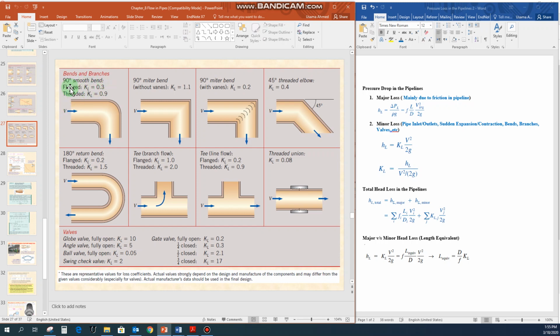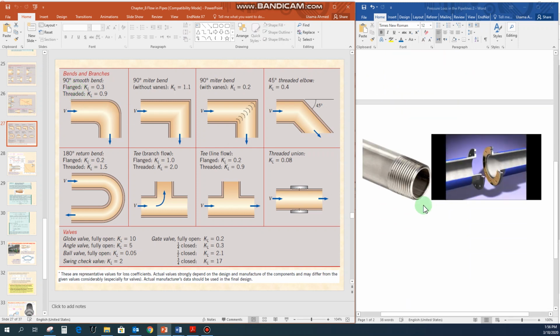be 0.3. For the flanged joints and threaded, if you are using the threaded joints, the value should be 0.9. Now what is the difference between the flanged and the threaded one? So you can see this figure here. For the threaded one, if you are having the pipelines that are having threads on it, and you can connect this pipeline with another pipeline by using this kind of threaded components, then you can have this kind of KL value. And what is the flange here?